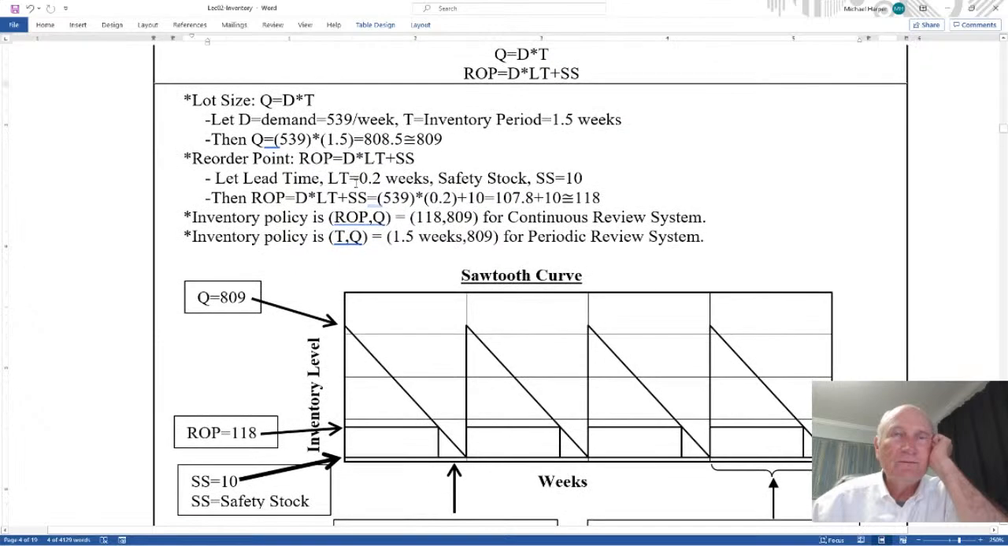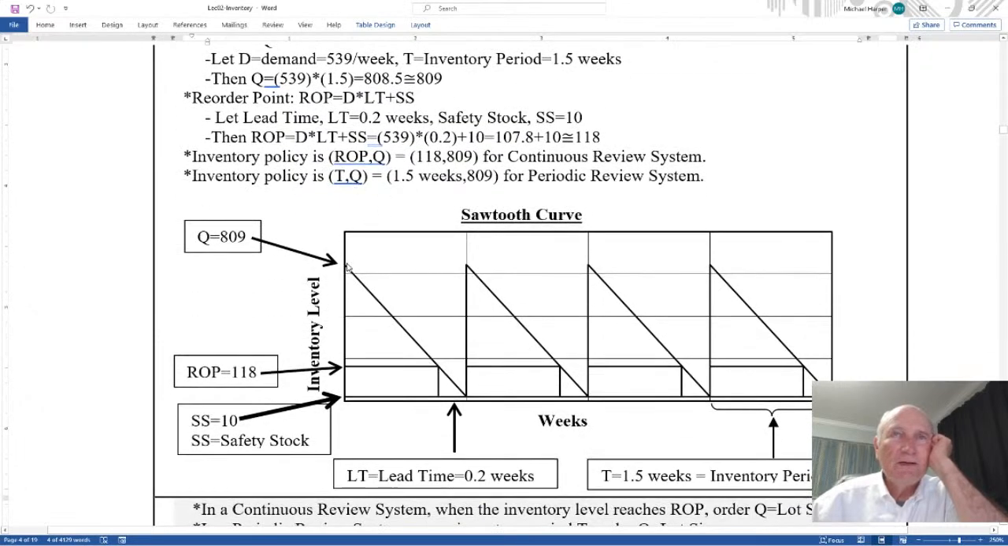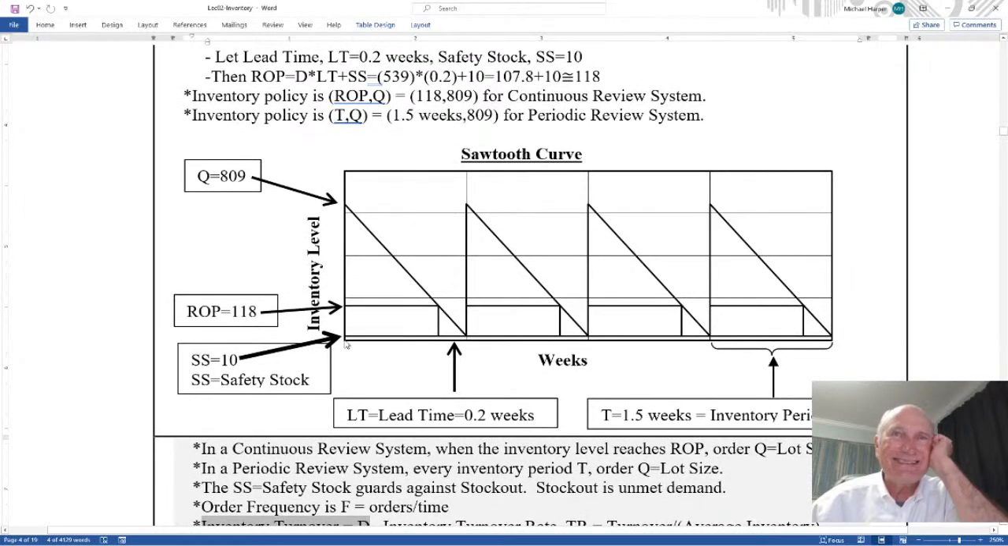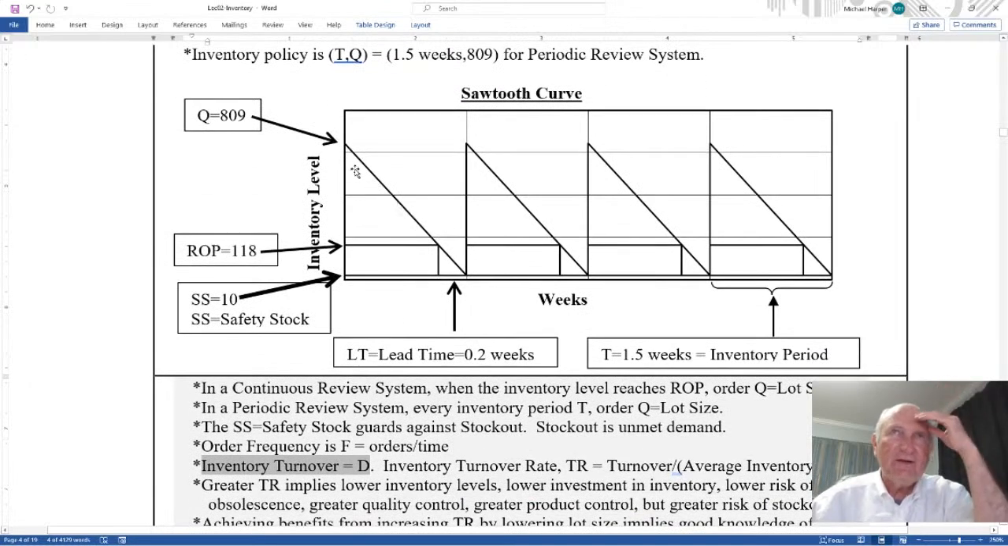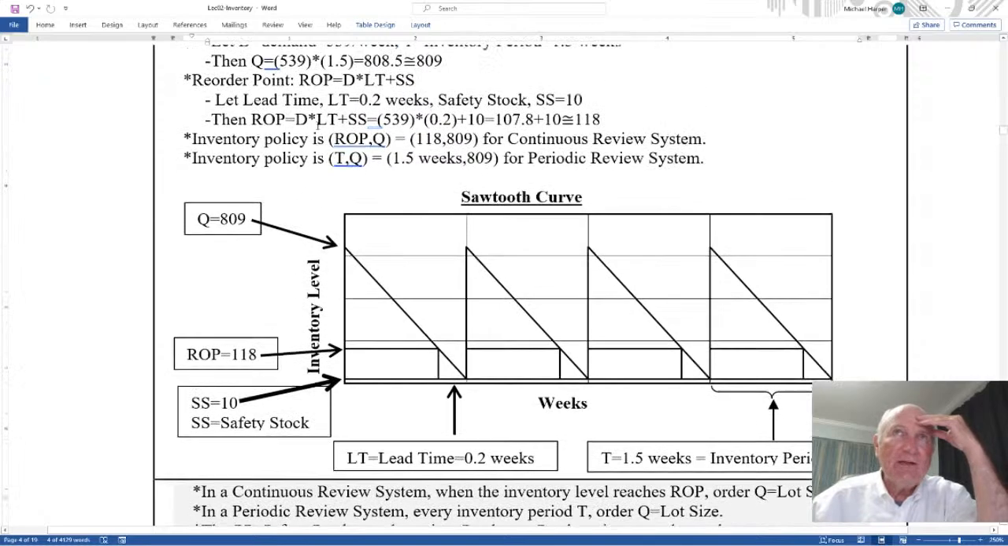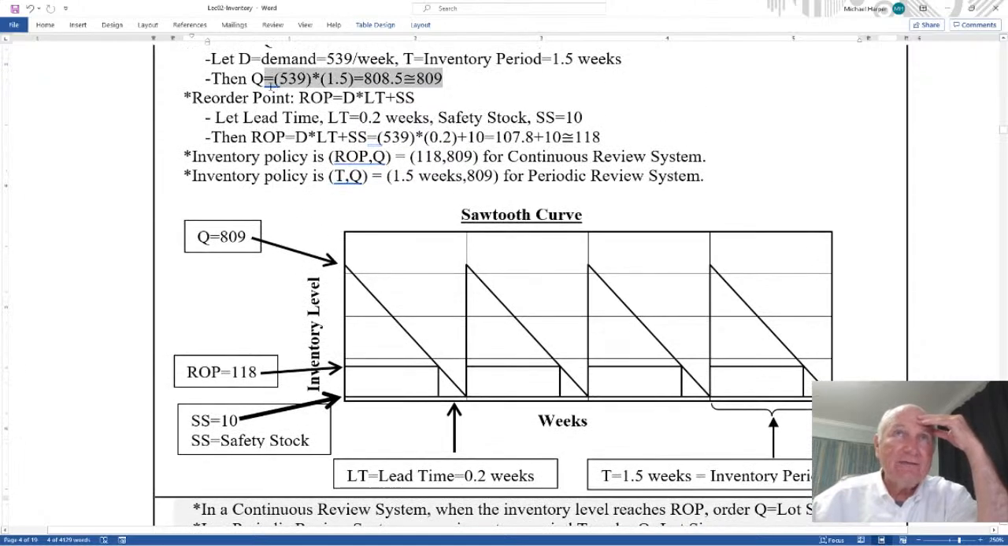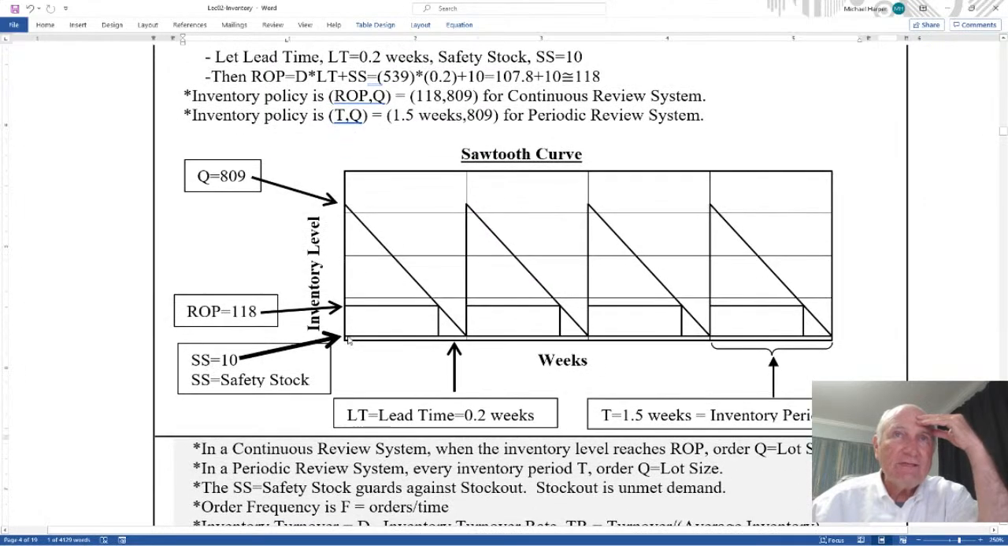And notice my lot size is 809, but my safety stock is 10. So notice what I'm saying here. Watch this, be careful here. This might be misleading. I'm saying my lot size is 809, and it is. This is 809, but it's 809 from my safety stock.